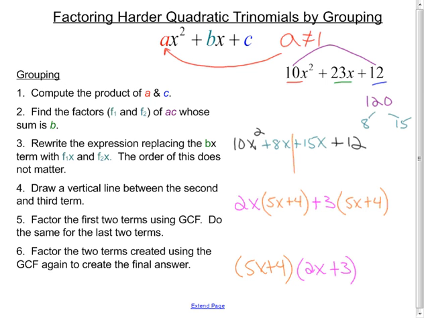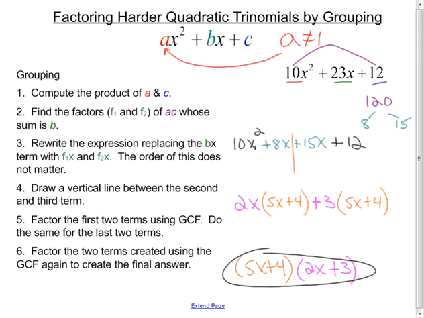It takes a little getting used to, but once you get past it, you'll be generating these answers decently quickly. So speaking of answers, this is the answer: the quantity 5x plus 4 times the quantity 2x plus 3. I could check it with FOIL, which is 5x times 2x is 10x squared, followed by 5x times 3 is 15x, plus 4 times 2x is 8x. So 15x and 8x is in fact 23x, and 4 times 3 is in fact 12. So this answer is perfectly acceptable.